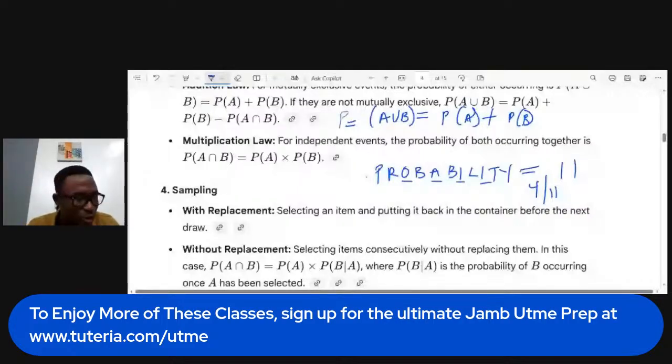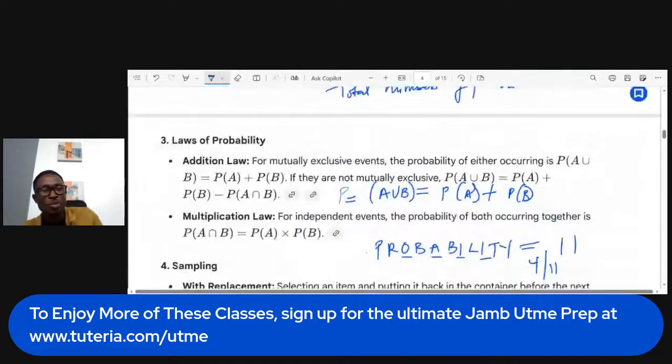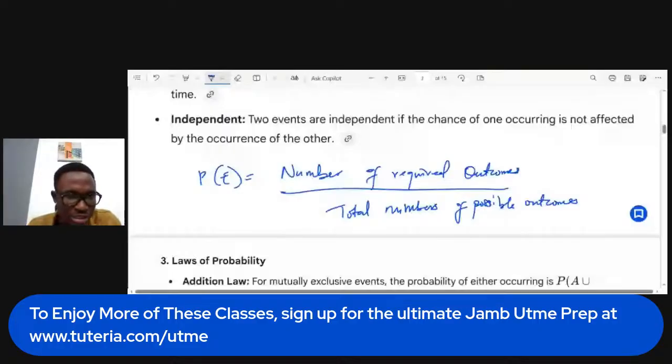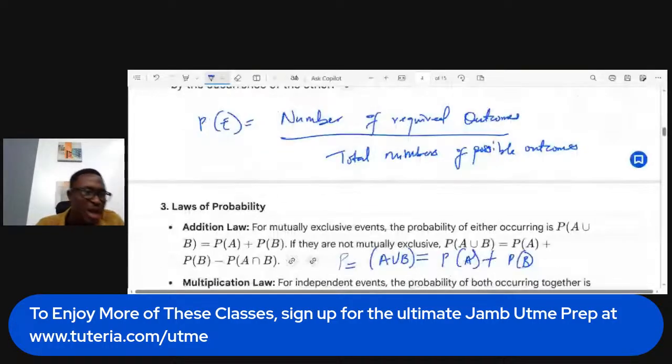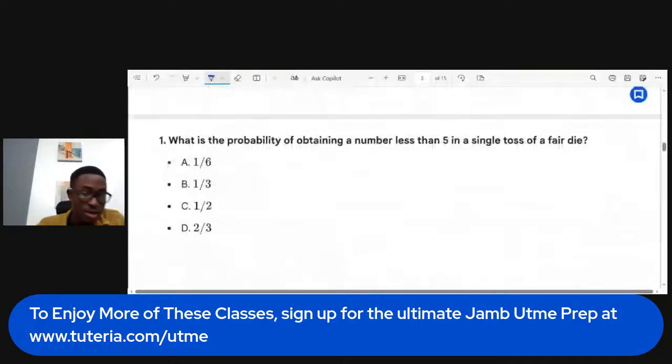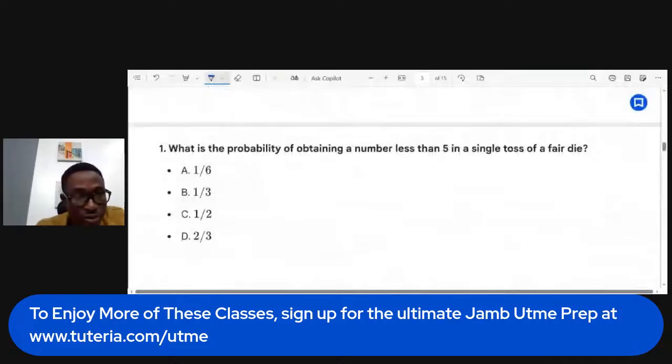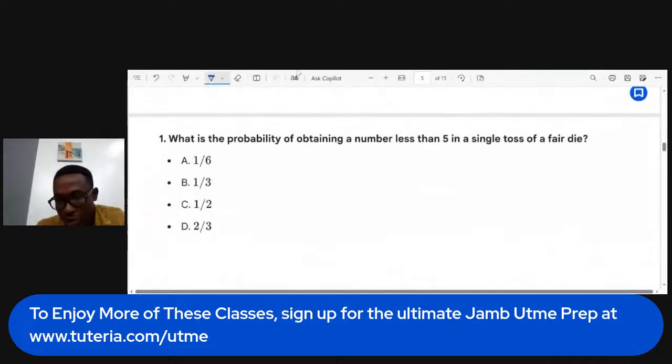Probability of an event occurring is what? The number of required outcomes over the total number of possible outcomes. Now, let's move on to the questions that we have right here. So please drop in the comment section if you are following.